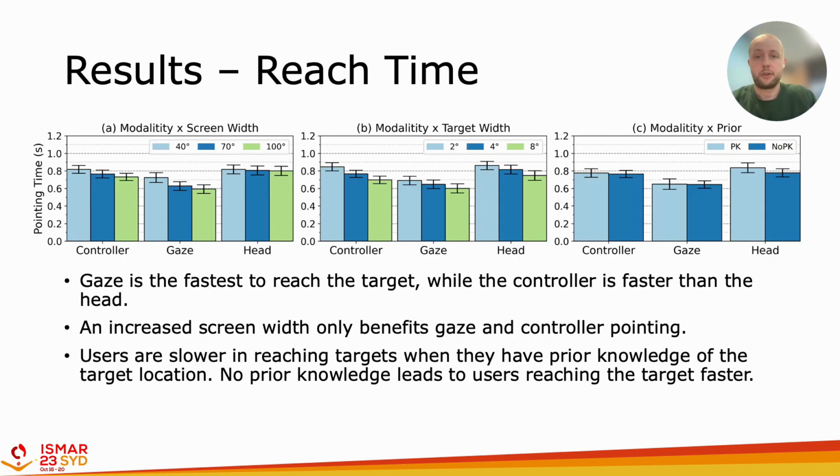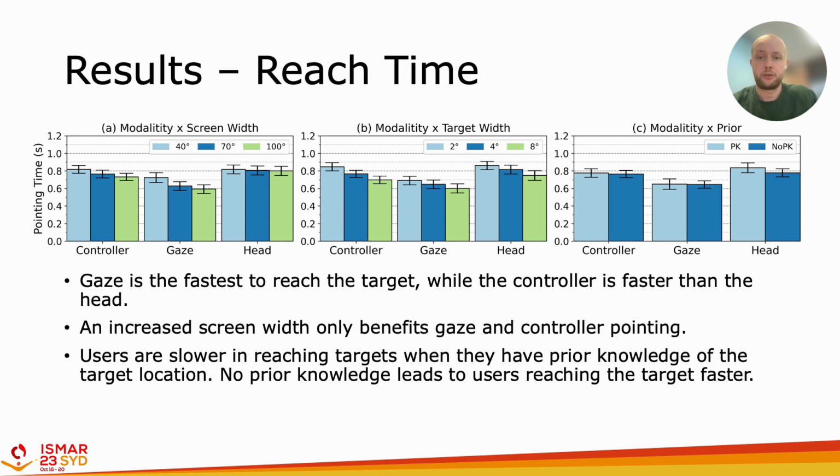For reaching time, we found that gaze is by far the fastest to reach a target, while the controller is faster than the head. And these results are expected as the eyes move faster than other parts to guide our actions. An increased screen width also only benefits gaze and controller pointing, and this may be because these modalities are more independent from viewport control than the head.